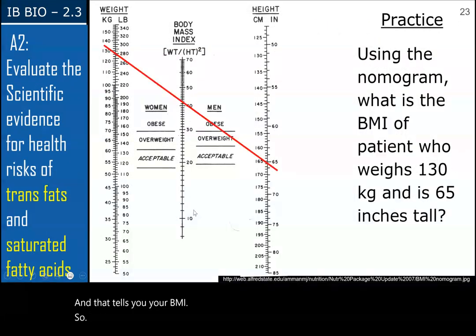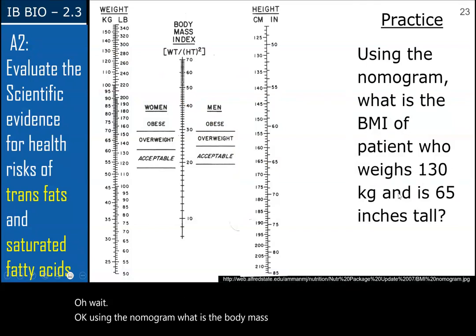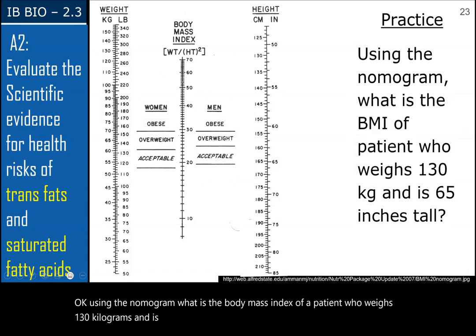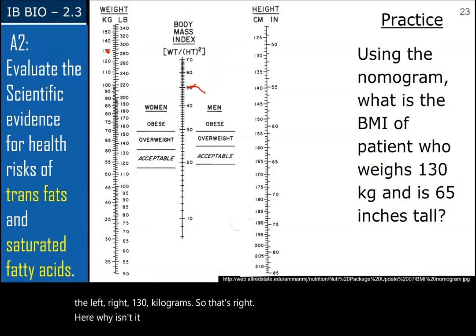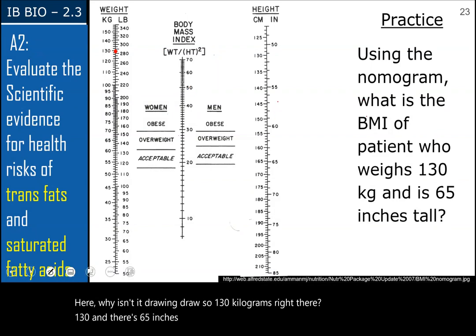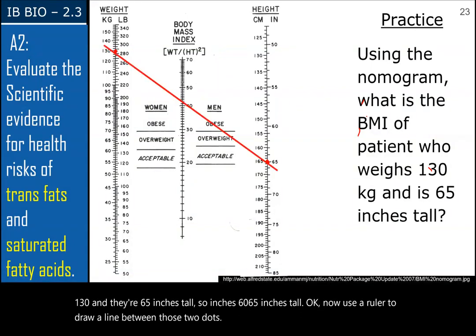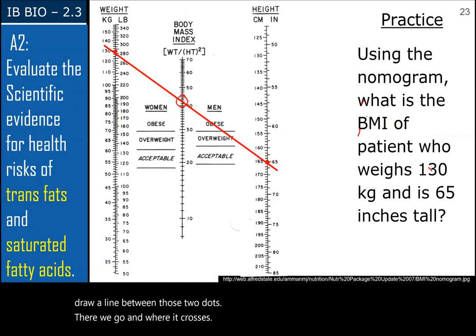Okay. Using the nomogram, what is the body mass index of a patient who weighs 130 kilograms and is 65 inches tall? Okay, so I'm going to find 130 kilograms on the left, right? 130 kilograms, so that's right here. So 130 kilograms right there. And they're 65 inches tall, so inches, 60, 65 inches tall. Okay, now I use a ruler to draw a line between those two dots. There we go. And where it crosses, that is the body mass index.